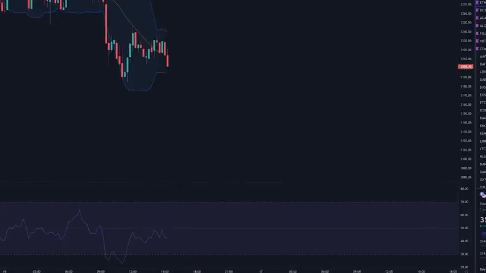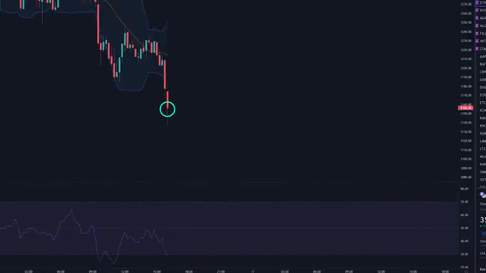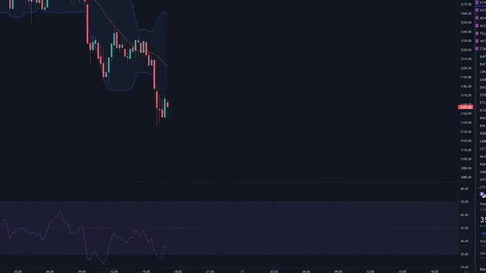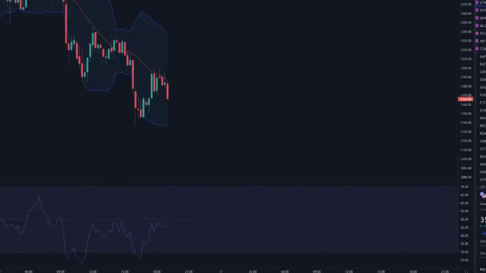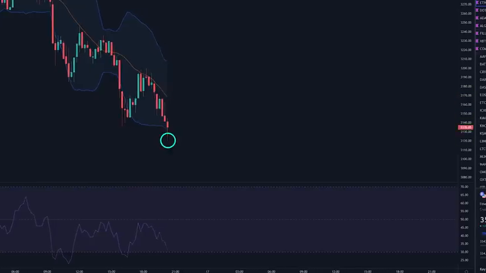Here you can see the price starts to drop to the lower Bollinger Band and then reverses. The next time it comes down, it makes a new lower low from the previous low, but something interesting is happening. The RSI made a higher low. So we have price making a lower low, but the RSI is making a higher low.